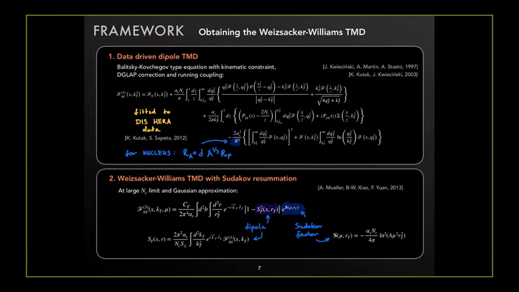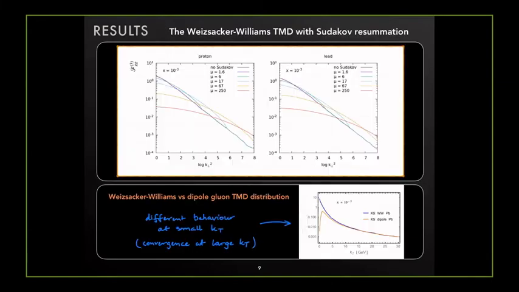Okay, now let's look first at numerical results for this gluon distribution. So here we have this Weizsäcker-Williams for proton and for lead. The black line, which you cannot see here because it's covered by some other lines, is the no-Sudakov Weizsäcker-Williams gluon distribution. Then if you include the Sudakov with some hard scale, you see clearly the suppression, but depending on how large the scale is, there is a region where the Sudakov is not there anymore. So we don't want to suppress large kT regions, at least in our approach.